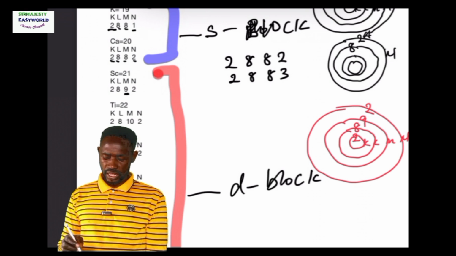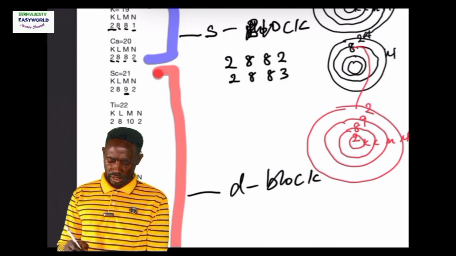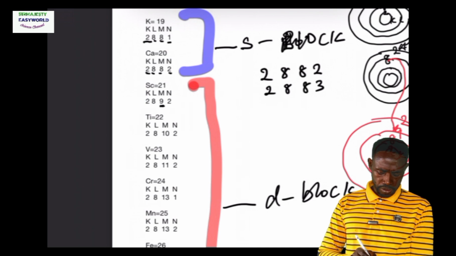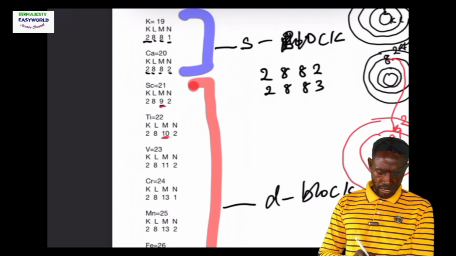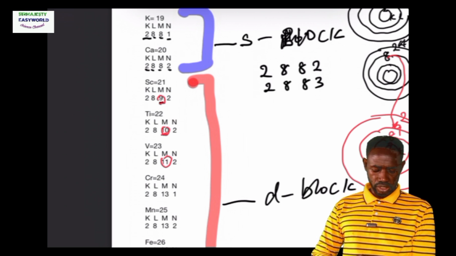So you now see that instead of adding to the last shell, we started adding to the second to last shell. So that means from 8 to 9. If you move to titanium, it becomes now 10. So we move from 9 to 10 to 11. Are you seeing it? That is for D block elements.